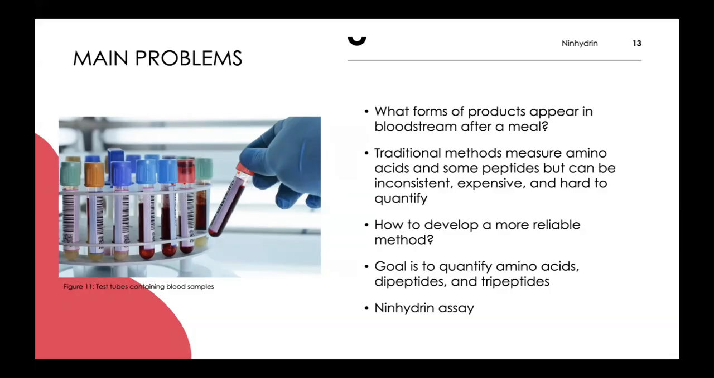Traditional methods to measure amino acids and some peptides, like HPLC, generally are expensive, demanding, miss small peptides, and are inconsistent. The goal of this study was to develop an inexpensive, simple, and reliable method to quantify amino acids and peptides that appear in blood plasma after eating.